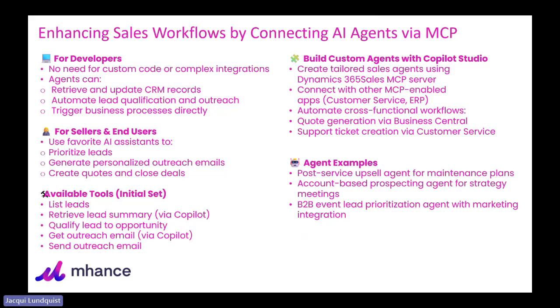So there are some operations or tools that agents can invoke through the sales MCP server. It can list leads, it can get lead records or search by attributes, retrieve lead summaries, for example, via Copilot in Dynamics 365 Sales, qualify a lead into an opportunity, which may create or update an account or a contact or opportunity records. It can draft outreach emails to leads using Copilot capabilities, and it can send outreach emails to leads on your behalf as well.